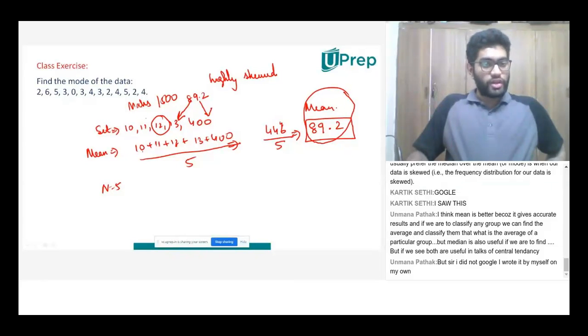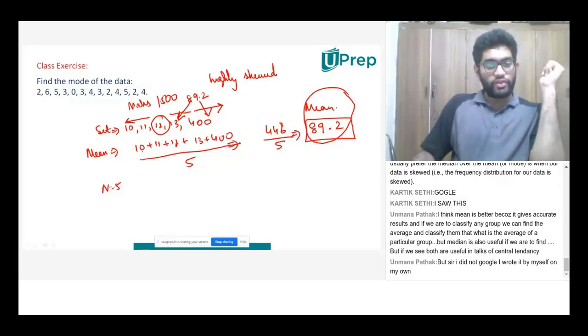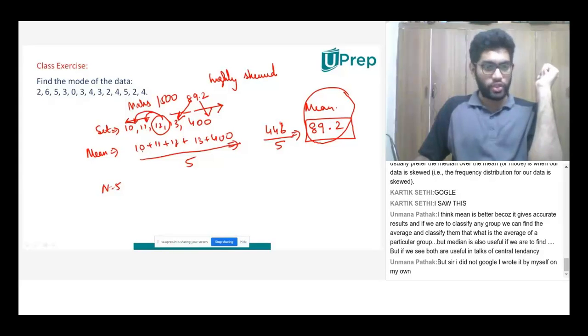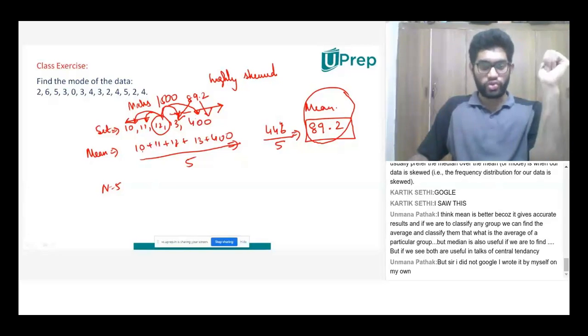This means two things. The number of observations to the left hand side is equal to the number of observations to the right hand side. That is what we discussed mathematically. But think about it logically. What is the difference between 12 and 11? 1. And 12 and 10, it is only 2. Correct? The difference between 12 and 13 is also 1. But the difference between 12 and 400 is huge.